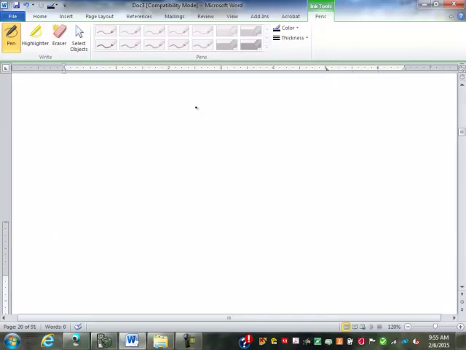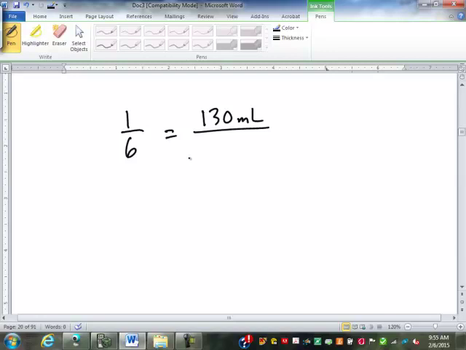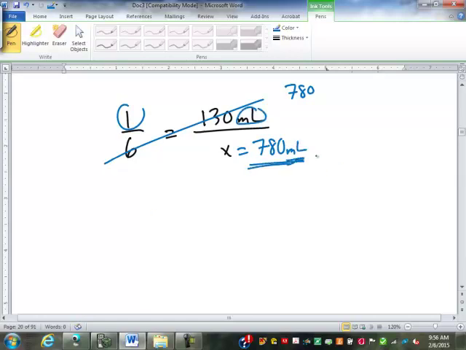So once we have these ratios, we can use them to find unknown numbers. Let's say we want to have a 1 in 6 dilution, a 1 to 6 ratio of serum to total fluid. And let's say that we have 130 milliliters of that concentrated serum. We want to know how many milliliters of a solution we can create with that. Well, we can solve this using cross multiply and divide. 6 times 130 is going to be 780, divided by 1 is just 780 milliliters. Whatever the units are up here, we have to have the same units down here.